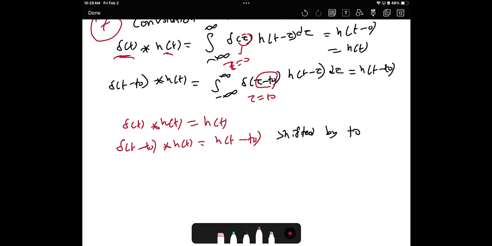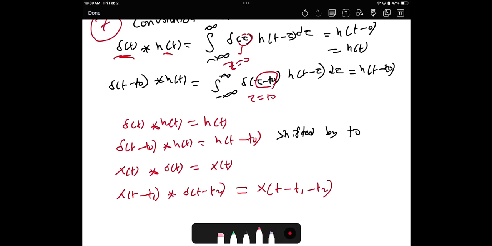Now, it's the same thing if we flip it. If we make x of t convolved with delta of t, it will be x of t. And let me add this: x of t minus t1 convolved with delta of t minus t2. This yields, since x convolved with delta will be x, x of t minus t1 minus t2. Okay? Is this clear? So you need to understand these properties, and once you understand them, it will be easy.